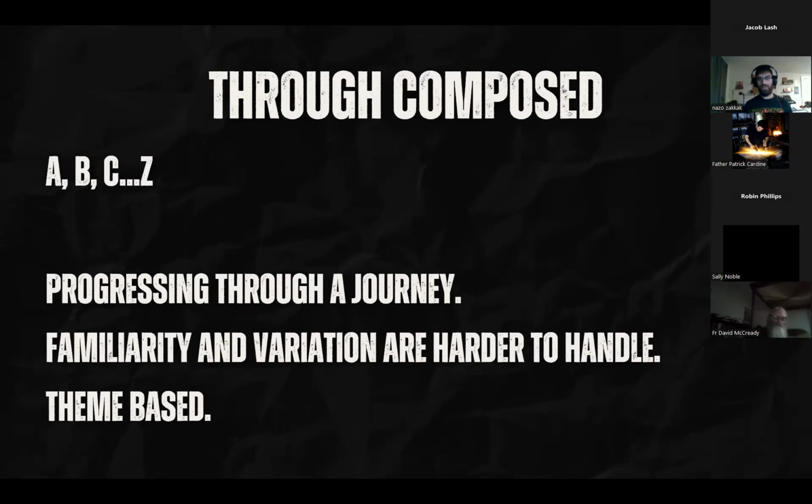Now, there is another form, which is something we call through composed, which essentially is A to Z, right? We do not repeat anything. We go from A to B to C, etc., to the next idea all the way to Z. You're taking a journey, in other words. And familiarity and variation is a hard thing to manage with this. You have to have a theme here. Now, I'm going to jump back to A, A, B, A real quick.